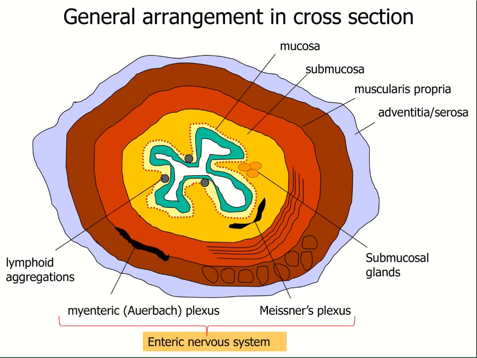There is another nerve plexus which is called the myenteric plexus or Auerbach plexus, which is located between the circular and longitudinal smooth muscle layers of the muscularis propria. It is responsible for the peristaltic movements by rhythmic contraction of circular and longitudinal smooth muscle layers.